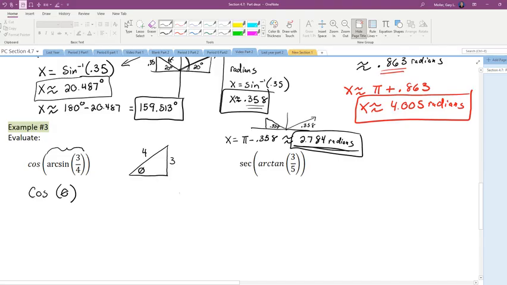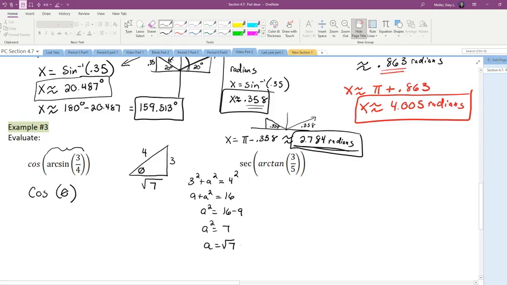So what is this side length? It would be 16 minus 9. This would be the square root of 7. Okay, 16 minus 9, what am I doing? I'm saying 3 squared plus I don't know squared equals 4 squared. So I've got 9 plus a squared equals 16. A squared equals 16 minus 9. A squared equals 7. A equals the square root of 7.